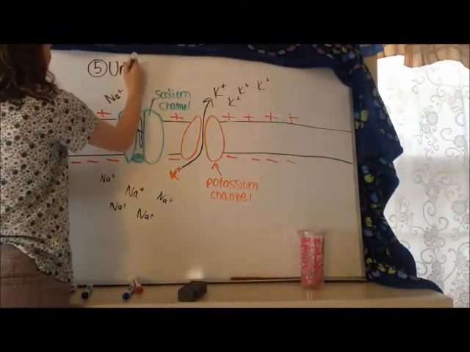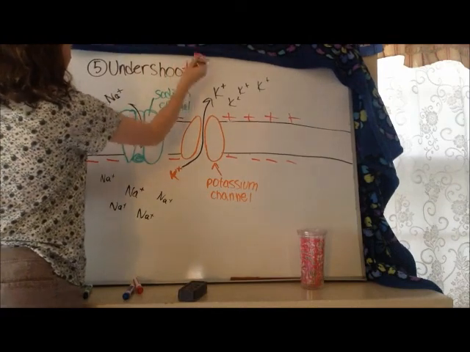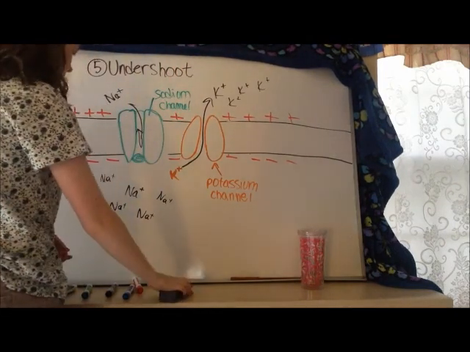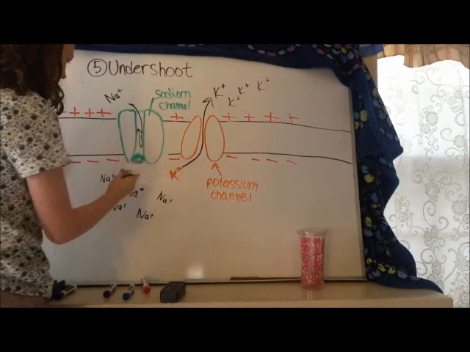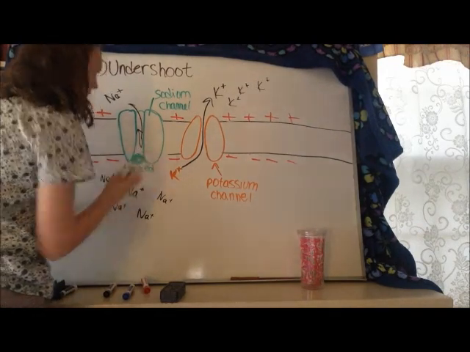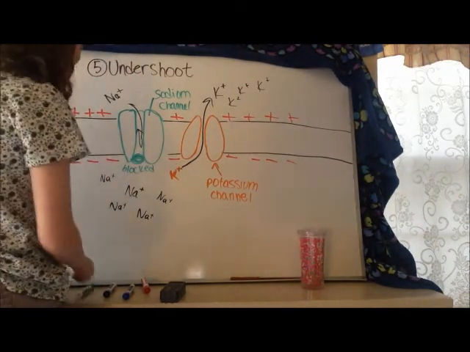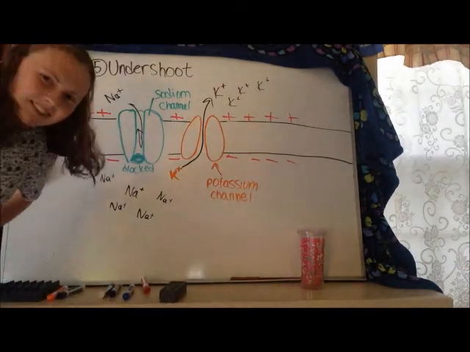Finally, we have the undershoot, which is when the last few of the potassium ions leave the axon, and it all comes full circle when the sodium channel is once again blocked, and the inside is negative and the outside is positive.